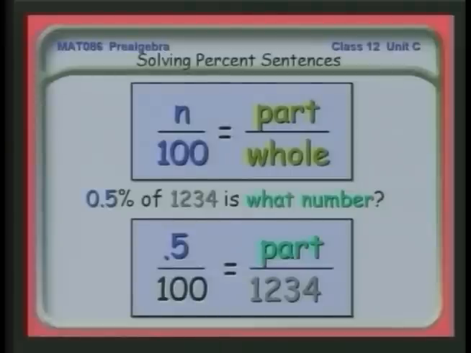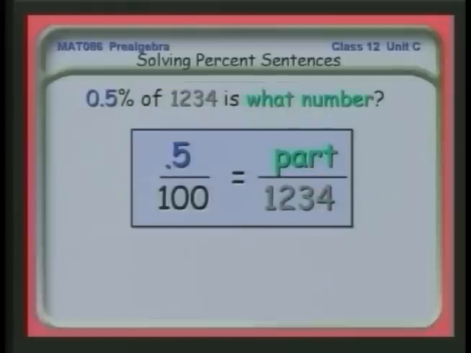0.5%. Notice you have to be careful here. It's not 5%. It's 0.5% of 1,234 is what number? Since we have "of 1,234," we can assume that that's the whole. We're dealing with 0.5%. I get the proportion 0.5 is to 100 as the part, the unknown, is to 1,234. Took a lot of originality to come up with that number, didn't it?